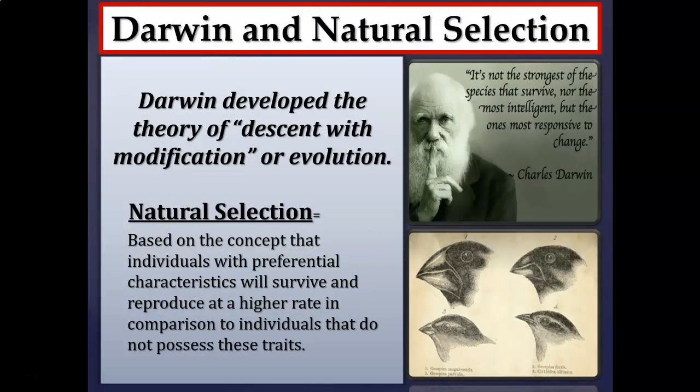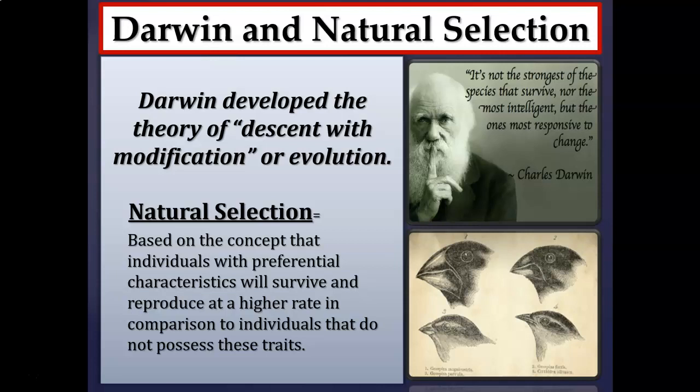So Darwin developed his theory of evolution. It was a theory of descent with modification. He coined the idea of natural selection. It's based on the concept that individuals with preferential characteristics will inevitably survive and reproduce at higher rates in comparison to individuals that do not possess those traits.